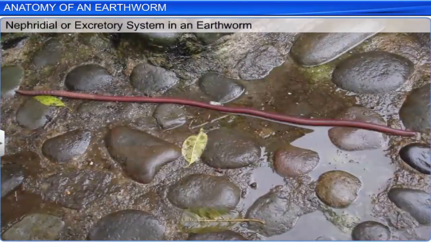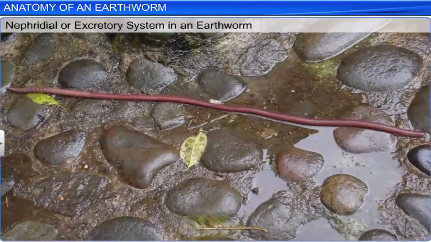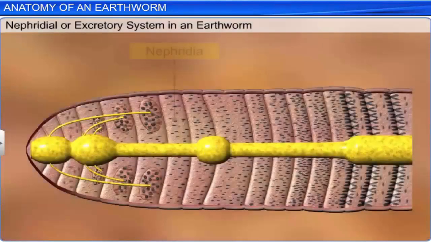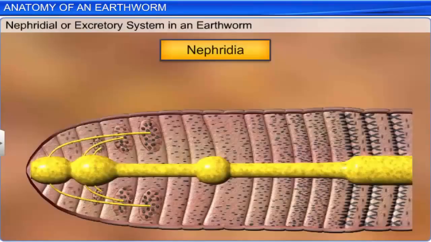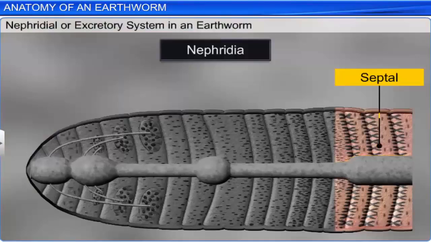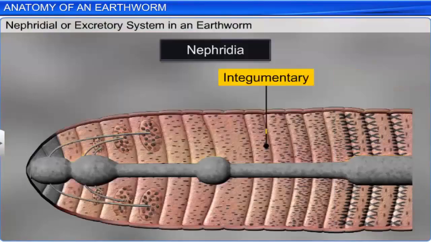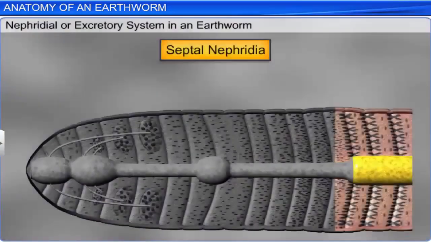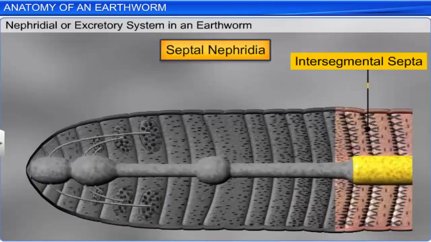The nephridial or excretory system is also part of the anatomy of an earthworm. Earthworms have several nephridia that function as excretory organs. There are three types of nephridia, namely septal, integumentary, and pharyngeal. The septal nephridia are present on either side of the intersegmental septa between the 15th segment and the last segment, and open into the intestine.